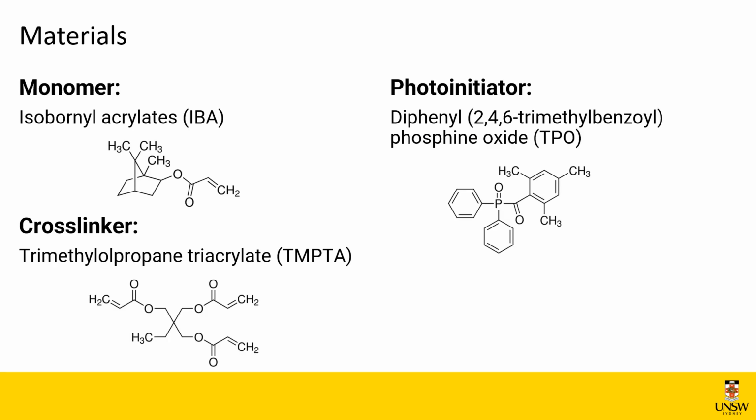The monomer and crosslinker used for this research were isobornyl acrylate and trimethylolpropane triacrylate, both well suited to the task of UV curing due to their abilities to form highly reactive free radicals to initiate rapid chain reactions. The photoinitiator used was TPO, an efficient free radical Norrish type 1 initiator.